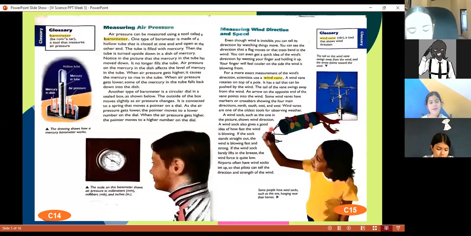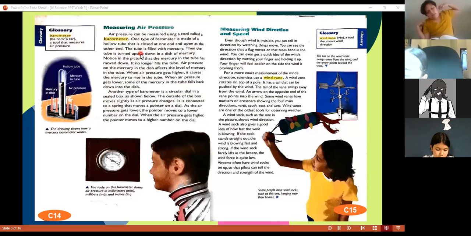Now, we're going to read page C14. C14 is the information about measuring the air pressure. So let's start with measuring air pressure. First we have the information, what is a barometer? A barometer, in the glossary, says it's a tool that measures the air pressure. You don't have to copy right now. Barometer, class, is a tool that measures the air pressure. Don't forget this.